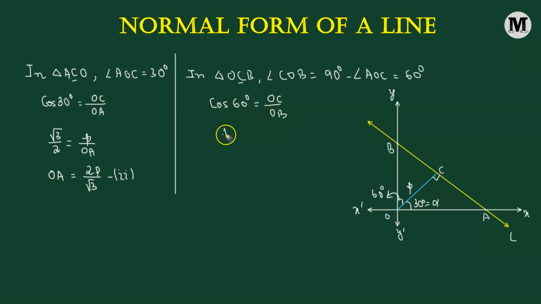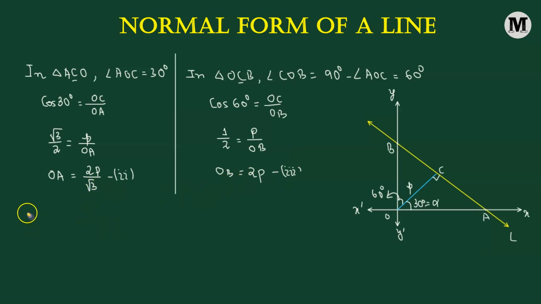Now cosine of 60 degrees, that's 1/2. So we have 1/2 equals OC, so OC, that's going to be P over OB. Let's cross multiply and isolate OB. So OB is going to be equal to 2 times P. So we're going to label this as number 3. So we have successfully obtained the value of OA and OB.